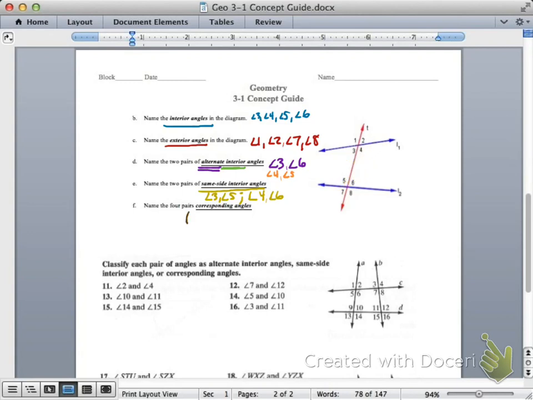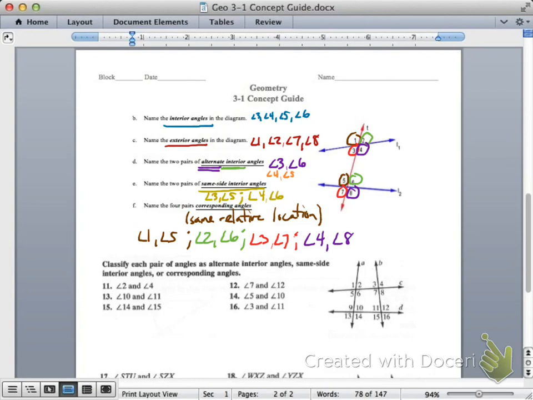All right, corresponding angles. Well, the name doesn't tell us exactly what it means, but this means same relative location. So what corresponds to angle 1? Well, if you consider that angle 1 is on the upper left-hand side of this set of intersections, then so is angle 5. Angles 1 and 5 correspond. Okay? And then what corresponds with angle 2? Well, that's 6. They're both on the upper right-hand corner. And then 3 goes with 7, and that leaves 4 with 8. So those are the corresponding pairs.